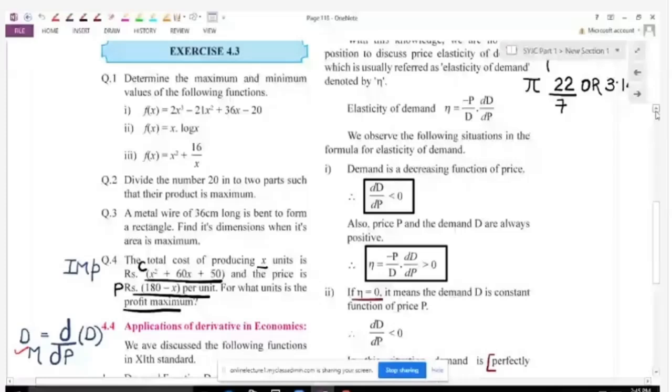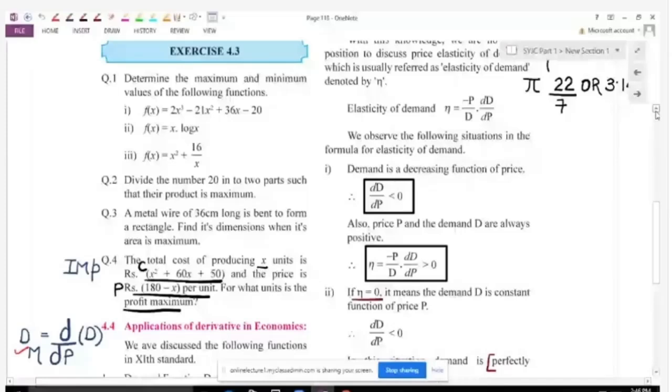Let's go, first point is demand is a decreasing function of the price. When I'm talking about demand being a decreasing function of price, we know that for a decreasing function the value of the first order derivative should be less than 0. Therefore the value of dD upon dP is less than 0.